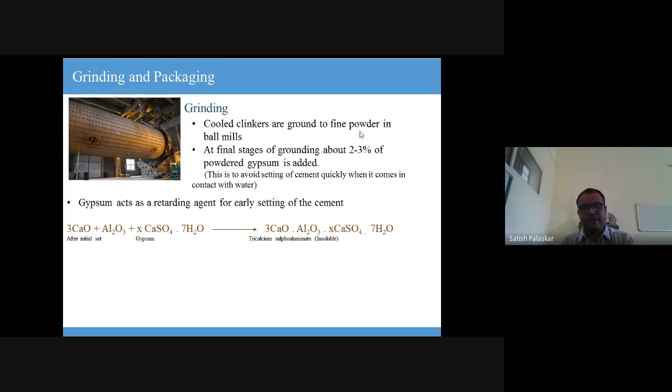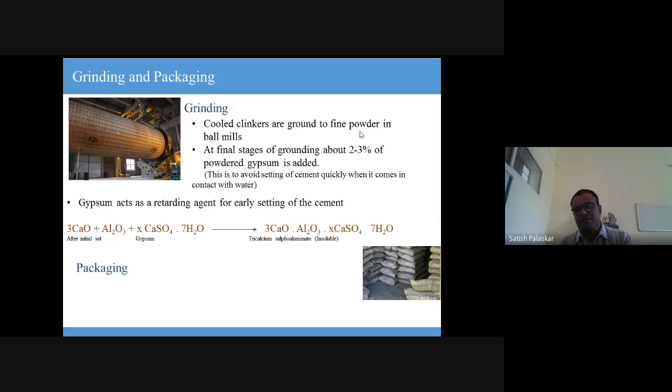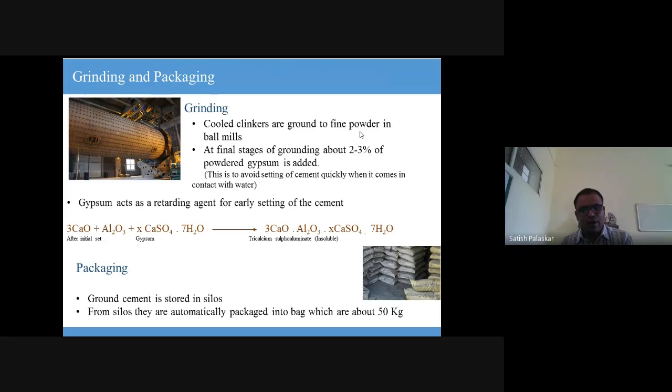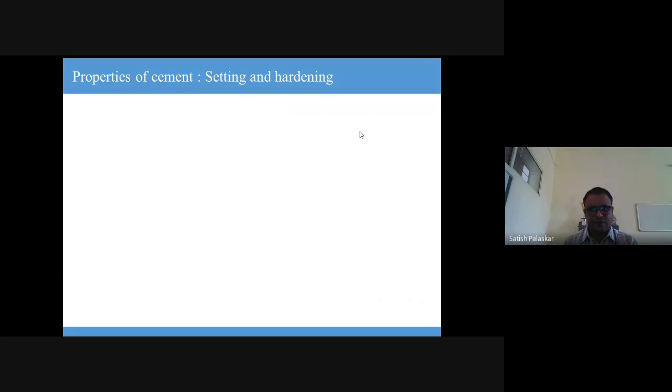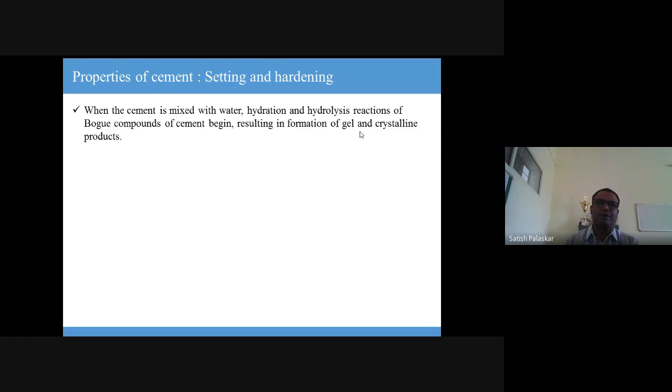See here, that reaction will take place. And at the last stage, packing is there. Okay, either it will be stored in silos or it will be packed in 50 kg bags. Okay, so this is about the manufacturing of cement, either by the dry process or by the wet process. Okay, we will see the properties of cement. Next, we will see the setting and hardening properties of cement.